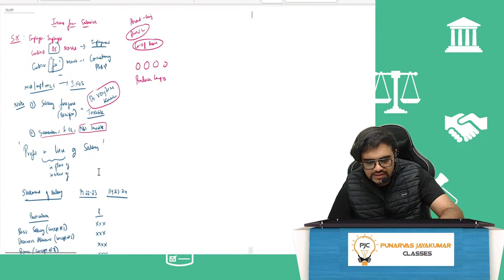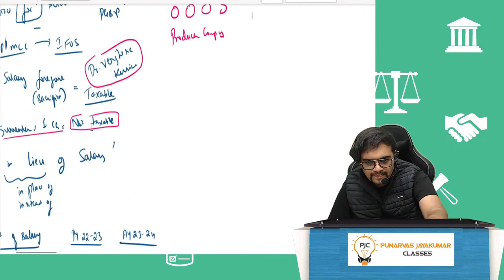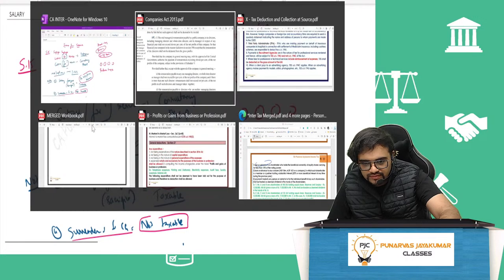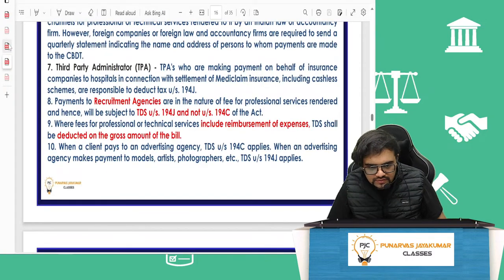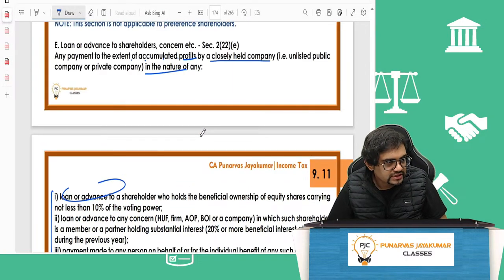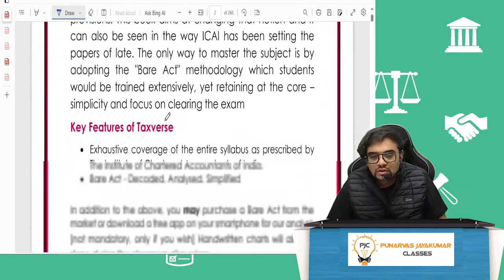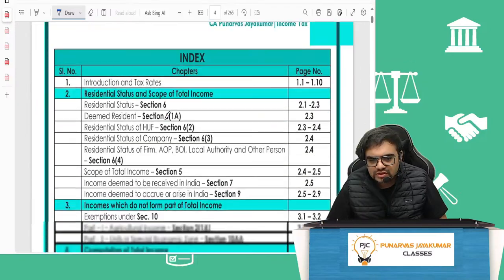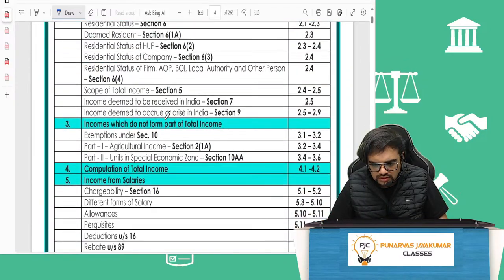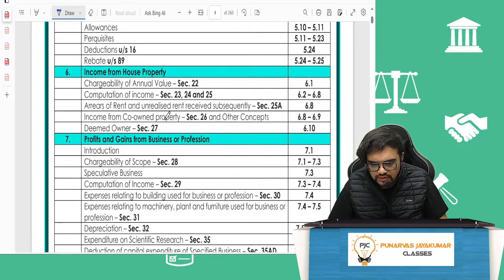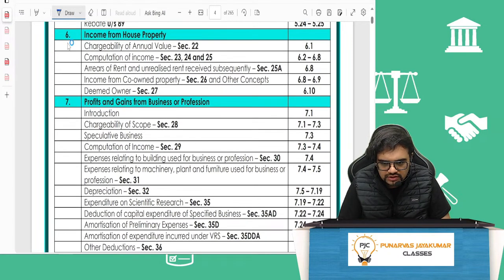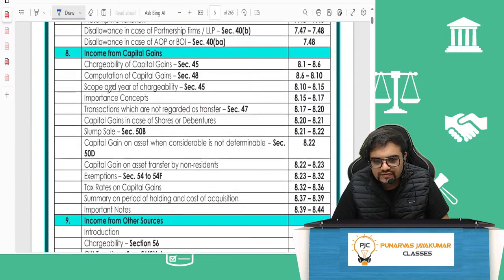Income from salary. Again, income from salary is a very, very important chapter. 100% you will get questions from this area, undoubtedly. If I just browse through the syllabus, house property we have done fully, and quite exhaustively. PGBP also, exhaustive discussion we have done.